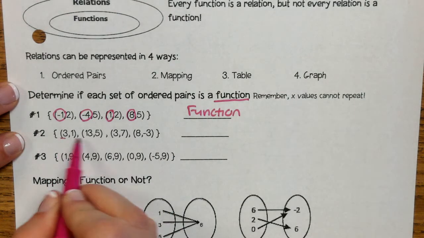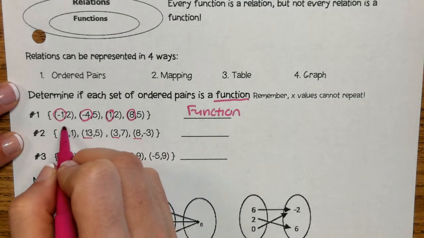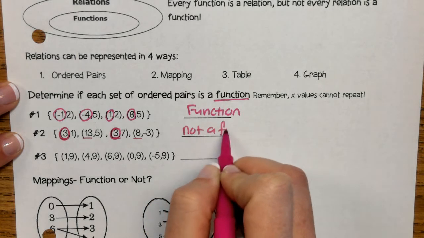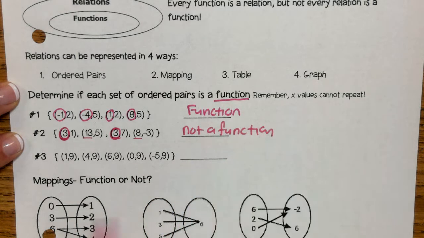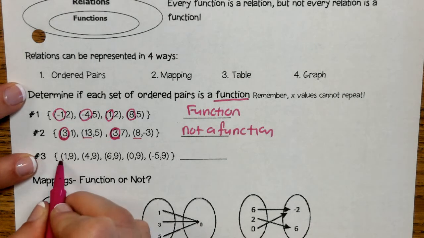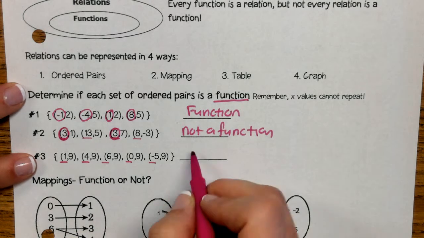All right, number 2 is 3, 13, 3, 8. Is that a function? No, because this x value repeats. And what about number 3? We have 1, 4, 6, 0, negative 5. That's a function.